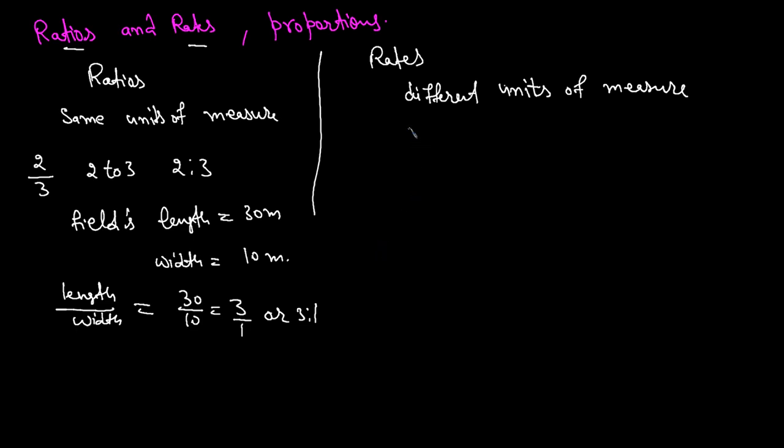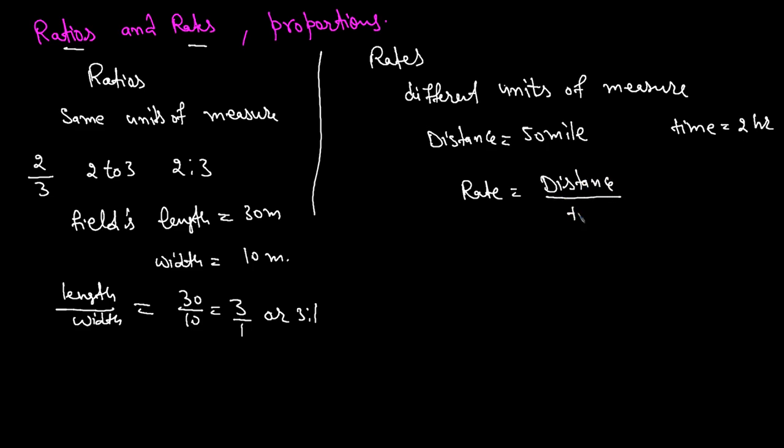How about rate? In rate, again, the unit of measures are different. So for example, a car is traveling a distance of 50 miles and it traveled this distance in 2 hours. So in this case, rate is going to be distance over time. See, they both have different units. Distance is in miles, 50 miles, and time is in hours, 2 hours. That's why we call it rate. Okay, so it's going to be 25 miles per hour. So that is your rate.